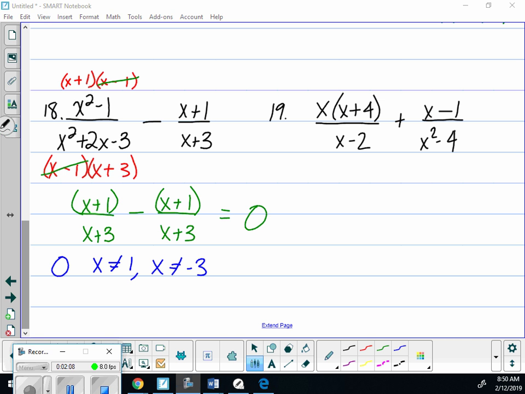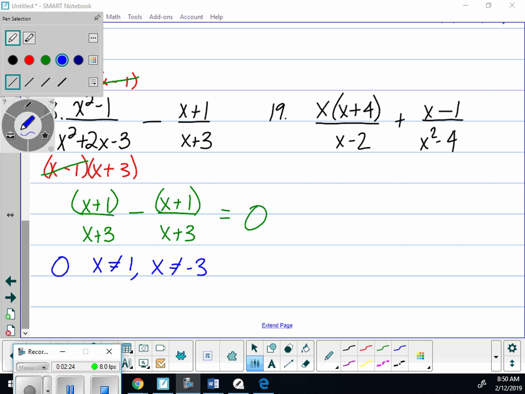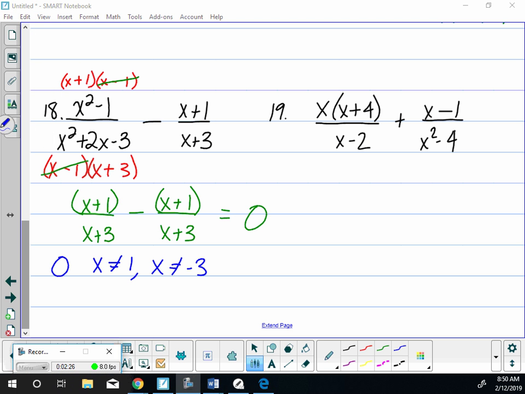If I look at 19, the numerator in the first fraction is already factored for us. The denominator can't be factored. Second fraction, the numerator is as factored as it's going to get. The denominator can be factored, however. So x plus 2, x minus 2.